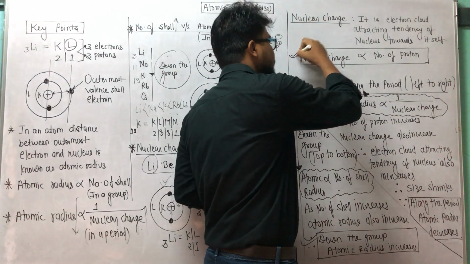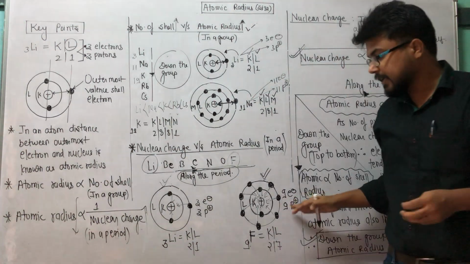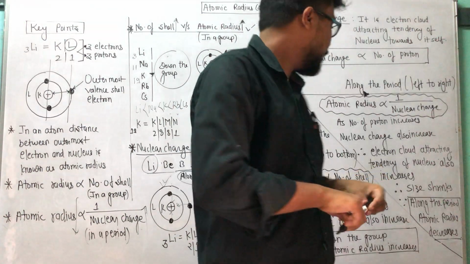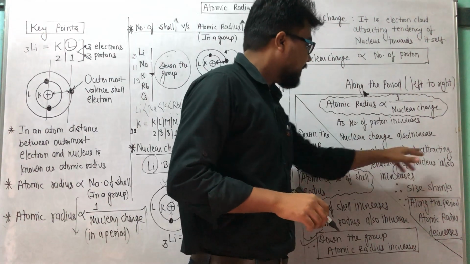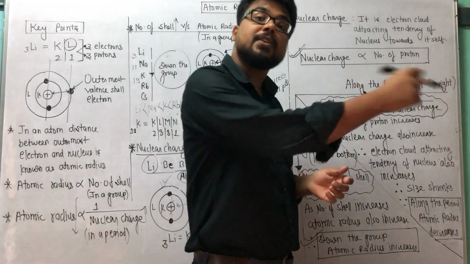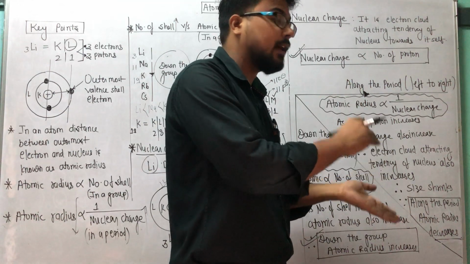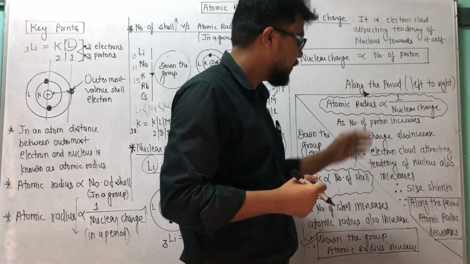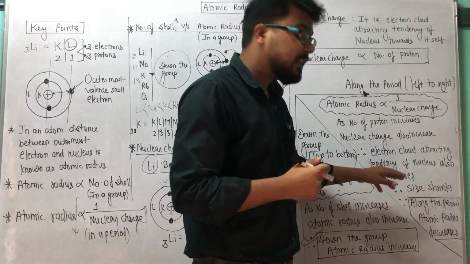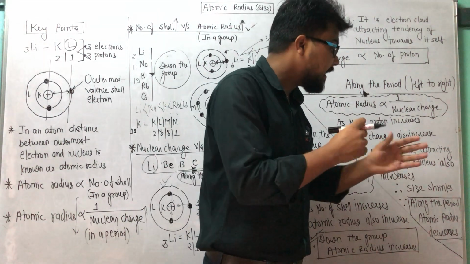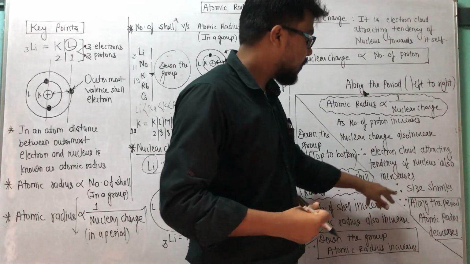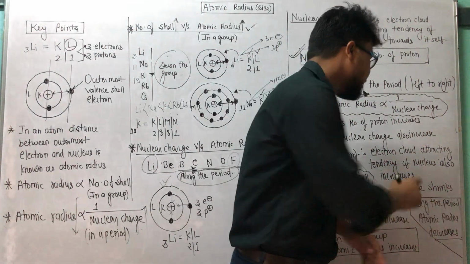See this, and we already discussed it with this comparison. Correct? So the electron cloud attracting tendency of the nucleus also increases, because at that time the nucleus will be more powerful. So what will be the result? It is shrinking of size, or size shrinks. So along the period atomic radius decreases.